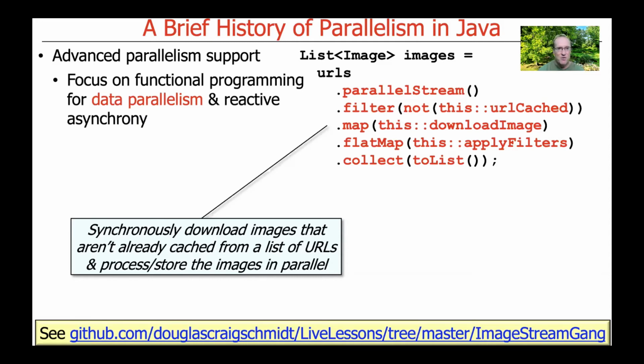And you can see it's very concise, it's very declarative. Basically what this says is take the list of URLs and in parallel filter out the ones that we have already cached, so ignore the cached images, download the ones that aren't cached, apply the filters to transform the images, and then collect them all into a list. And even if you don't know much about Java streams, you could probably ferret out what I just said just by reading the names of the methods that are used in this particular example. And that's what's so cool about functional programming, it's very declarative. It says what you want done, which is the domain intent, as opposed to getting wrapped around the axle of how to do it.